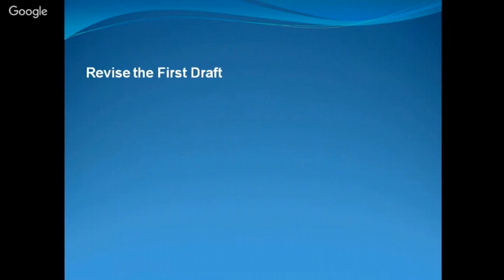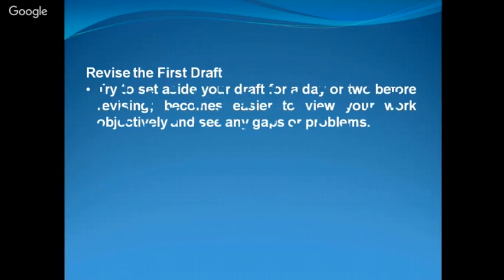First draft is ready. It doesn't mean that you will be submitting the report as such. You need to revise. You need to look at it. So try to set aside this draft for a day or two, because if you immediately read it again, you will not be able to find any error. So it will be easier to view your work objectively and see any gaps.